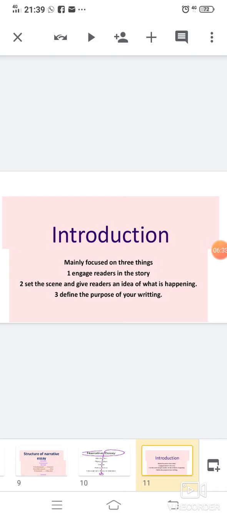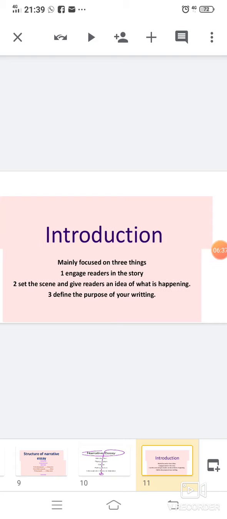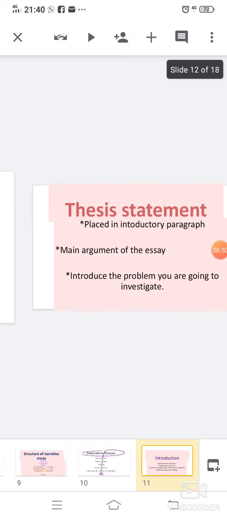The third one is to define the purpose of your writing. Finally, your narrative introduction should provide some insight into what the story is all about. Your introduction should contain a thesis statement.